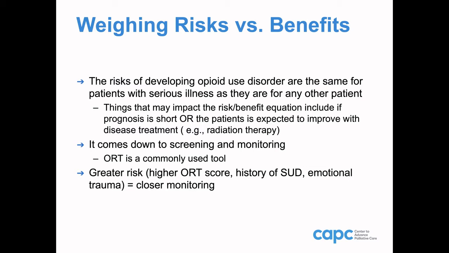Greater risk really means closer monitoring. So you weigh the risks and benefits, and then you take the results from that to decide, A, if you're going to prescribe opioid, and B, how closely you are going to monitor those patients.